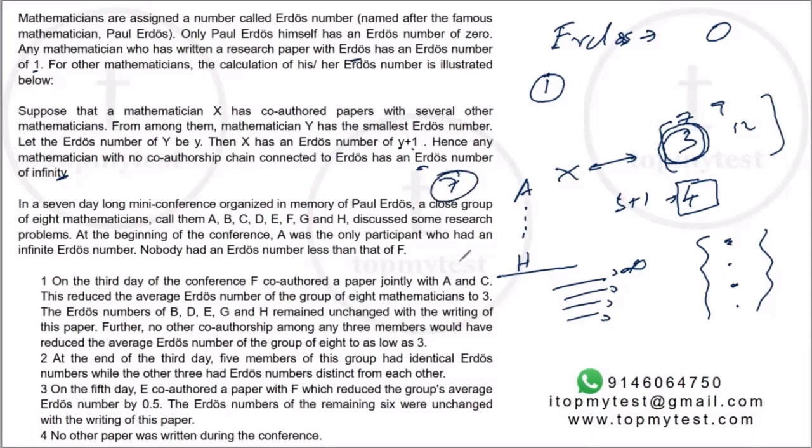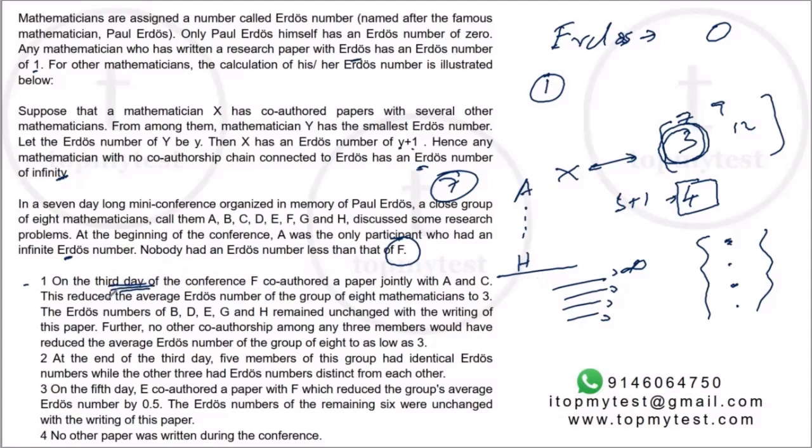Let's just check what we need to do before we get on to arranging the data as such. At the beginning of the conference, A was the only one who had an infinite Erdős number. Nobody had an Erdős number less than F, so F had the lowest Erdős number. It cannot be 0, it can be 1, 2, or 3, but nobody had less than F.